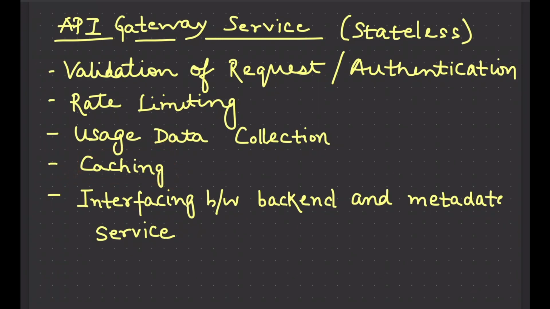Now, the main function of this API gateway service is to act as an interface between our backend and the metadata services. So it's a lightweight service, and these are some standard operations, which are not just limited to a distributed message queue. Rather, in most distributed systems, it's very common to have something like this API gateway.